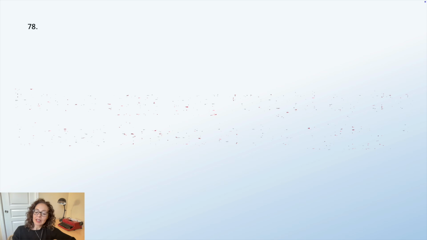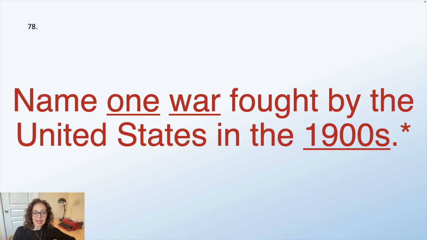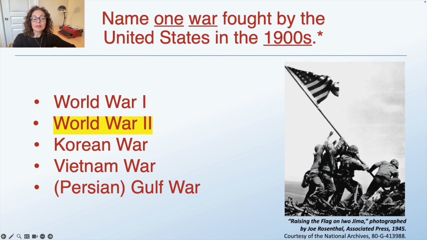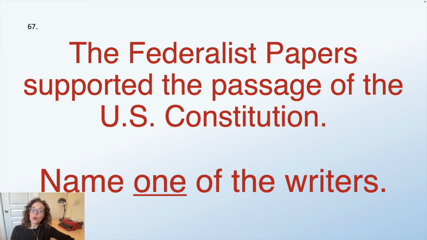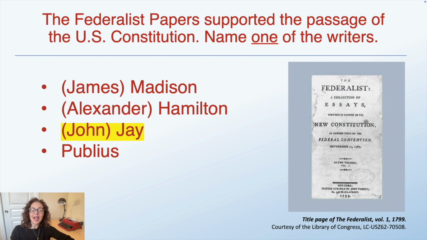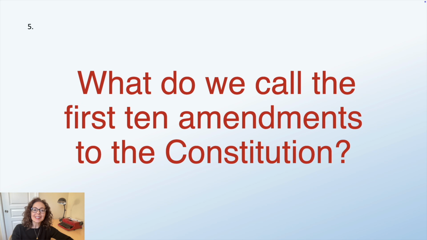Name one problem that led to the Civil War. Slavery. Name one war fought by the United States in the 1900s. In the 1900s, World War II. The Federalist Papers supported the passage of the U.S. Constitution. Name one of the writers. Here we have a few to choose from. I chose John Jay.